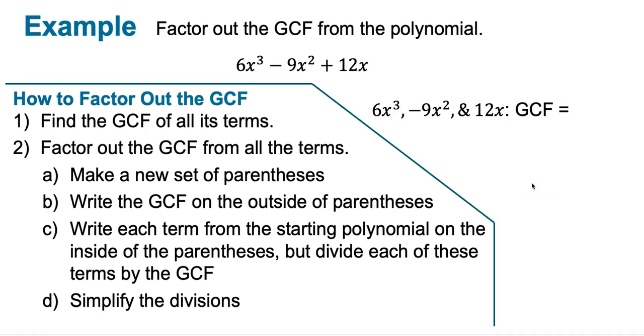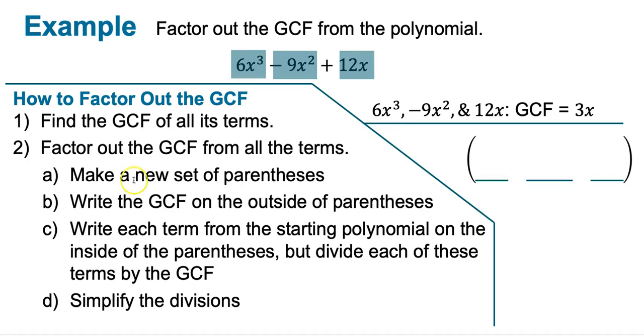The first step is to find the GCF of all the terms. What are the terms? The terms are the variable expressions separated by a plus or a minus. So we have three terms for this polynomial, because these are the parts that are separated by a minus or a plus. So what's the GCF of these three terms? The GCF is 3x. Again, if you need help with that, please refer to the previous video. Now we go to step 2.